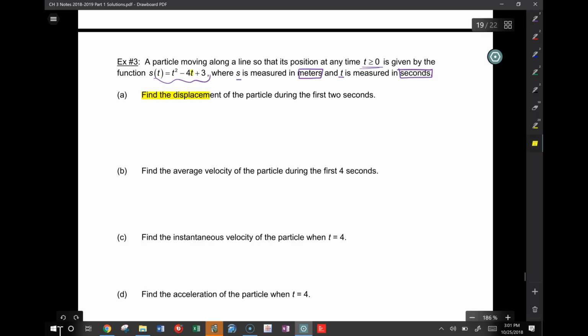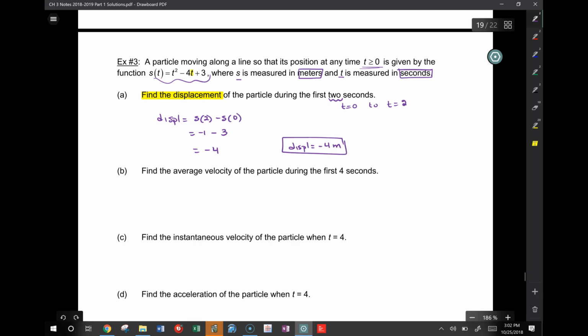So now, let's see what we need. This is what we have. We need the displacement. When, though? During the first 2 seconds, so when t equals 0 to 2. Displacement is the difference between where you were at the beginning and where you are now. So displacement is s of 2 minus s of 0. S of 2 is negative 1 minus 3, negative 4. So displacement is negative 4 meters.